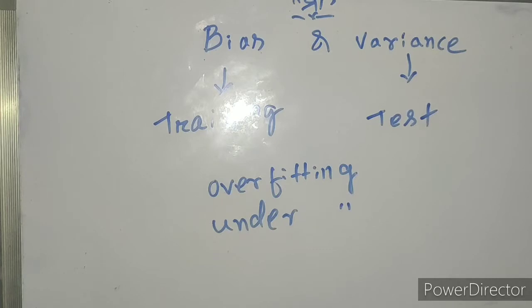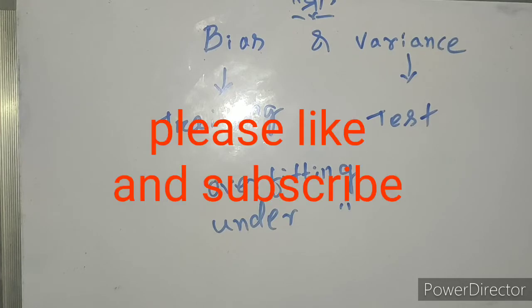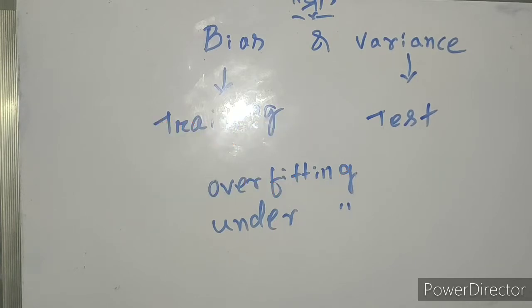Today we will be discussing a concept called bias and variance. Before proceeding ahead with different algorithms, it is mandatory for us to understand the concept of bias and variance and the respective concepts of overfitting and underfitting, so that it will be easier for us to understand further algorithms in data science.